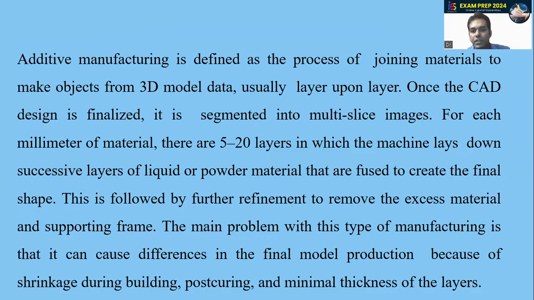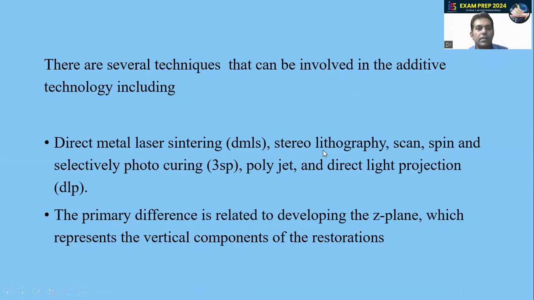The main problem with this type of manufacturing is that it can cause differences in the final model production because of shrinkage during building, post curing, and minimal thickness of the layer. There are several techniques that can be involved in additive technology, including direct metal laser sintering, that is DMLS, stereolithography, scan, spin, and selectively photo curing, that is 3SP, polyjet, and direct light projection, that is DLP. The primary difference is related to developing the Z plane, which represents the vertical component of the restorations.